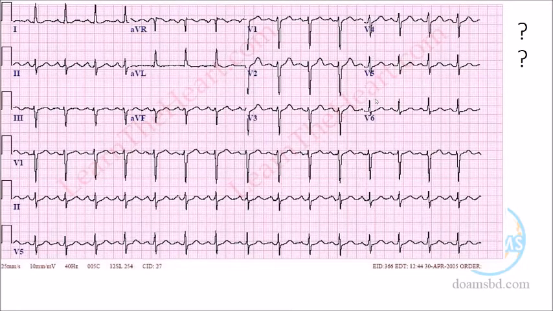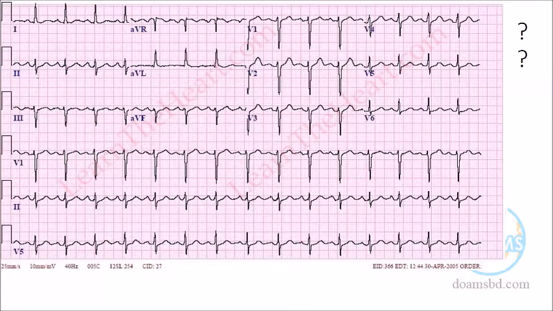Lead 1 and AVF. Doctor, what about the AVF? It is negative, right? Yes, negative. Lead 1 is positive. So it may be normal also, right? It may be normal also.